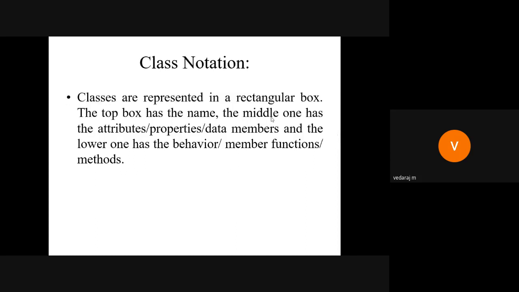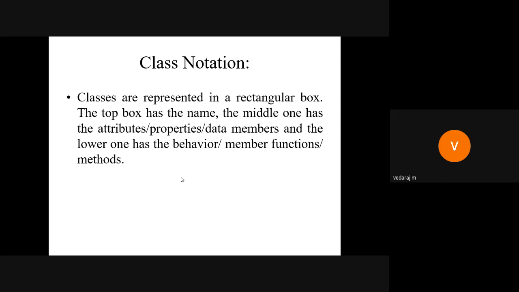Okay, next we are going to discuss how a class can be represented in UML. The classes are represented in rectangular boxes. Every rectangular box is divided into three parts: the top box, the middle box, and the lower box. The complete rectangle is divided into three compartments. What is the purpose of the top box? The top box always describes the name of the class.